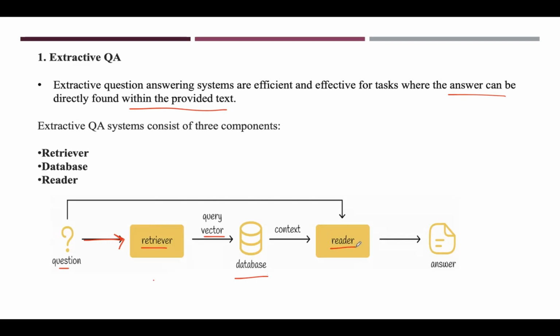So what does this reader do? The reader takes the initial question and, for each of the k retrieved documents, it extracts the answer in the text passage and returns the probability of this answer being the correct one. The answer with the highest probability is then finally returned from the extractive question answering system as an answer to the user.